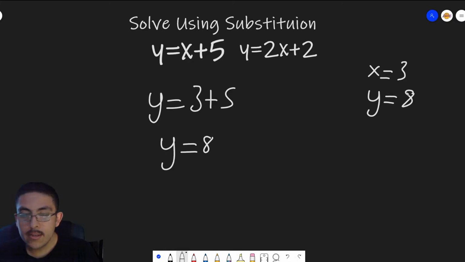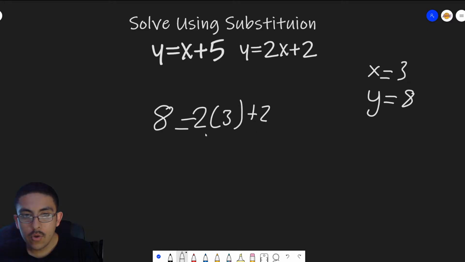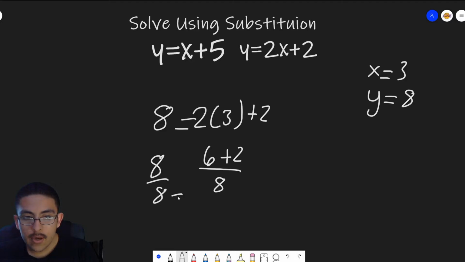Y equals 8. And the thing I like to do is check my work to be sure I got the right answer. We can do that using this other equation. Remember, we got y equal to 8, so we plug it in wherever we see the y. So 8 equals 2 times 3 plus 2. 2 times 3 is 6, plus 2 is going to give us 8. Then 8 equals 8, so that checks out. So we know that's correct.